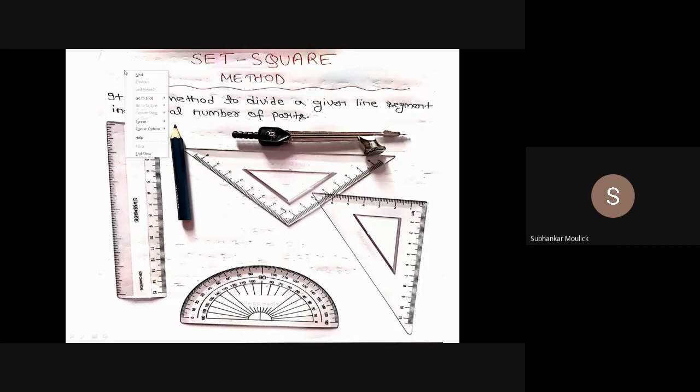What we need to do? Say I have given you a line. This red color line is of length 10 centimeter. Then you need to divide this given line into 5 equal parts. I know that each equal part will be equivalent to 2 centimeter, since 10 by 5 is equal to 2 centimeter.